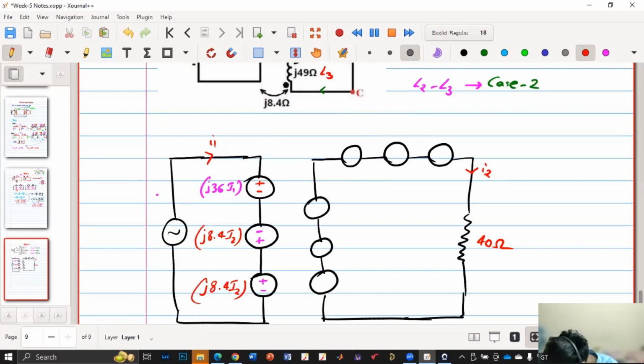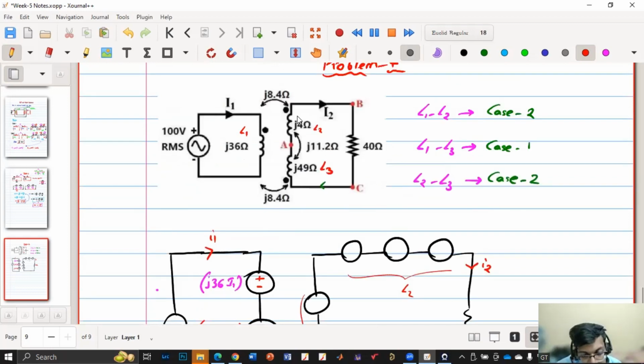So I'm considering L2 and this is for L3. First I will come with L2. The L2 current is leaving this terminal, is entering this terminal. So first of all, this terminal will be plus, this terminal will be minus, and this one will be L2. So J4 I2, right? Do you agree? Yes, plus minus.